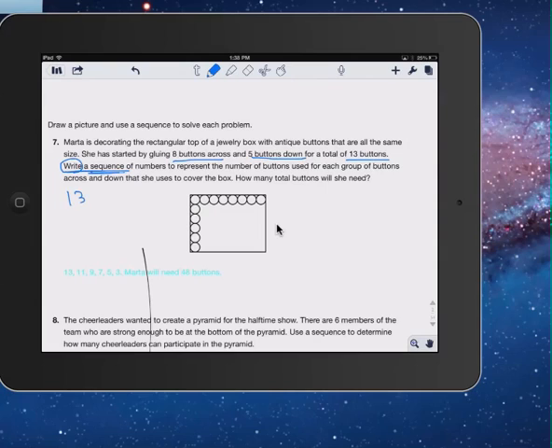13. That's your first sequence. You get that? So your first answer should be 13. Okay? Your next sequence is how many?